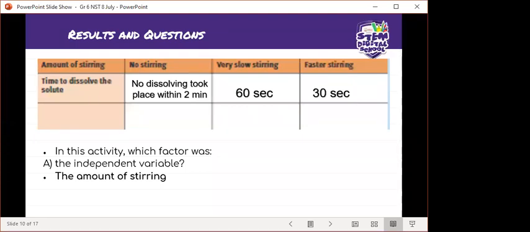So again, why do we say that the stirring is the independent variable? Because this is the variable or the factor that we are changing. We are in control of it. So if you are asked in a test or in other activities why your particular answer is the independent variable, you just say it's the factor or the variable that we have control over.